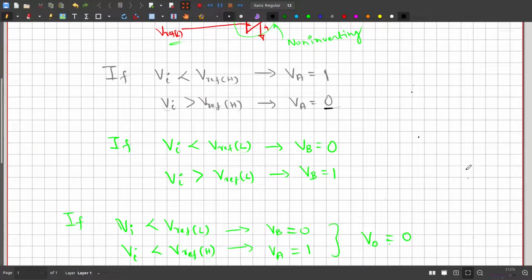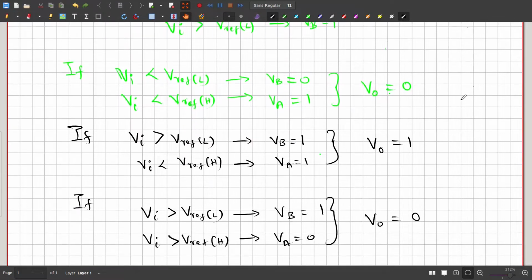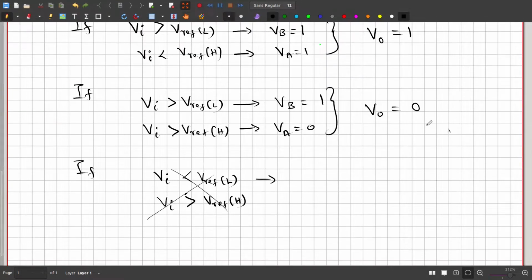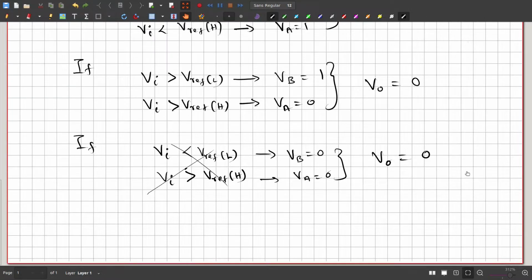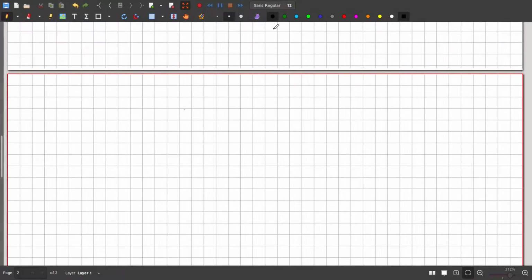Okay, so what if Vb equals 0 and Va also equals 0? In this case, Vb equals 0, also Va equals 0. Therefore, the output equals 0. Okay. So let's see all these things in a neat wave diagram. Let me go to the next page. Okay. So let's see what happened.